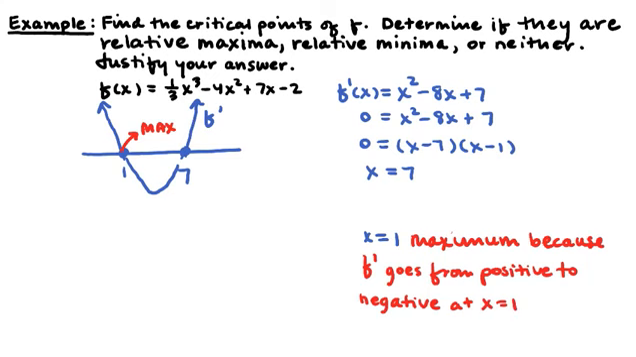Just go away. All right, and then at x equals 7, well, that's going to be a minimum because f prime goes from negative to positive. f goes from decreasing to increasing.